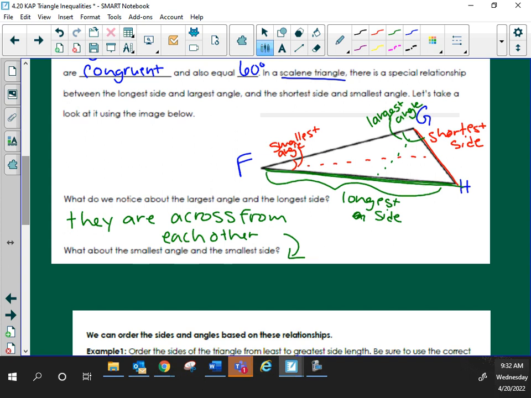Okay, the same thing, I'm not going to rewrite it, but the same thing can be said about the smallest angle and the smallest side. They are across from each other. We can use this information to help us do more math.